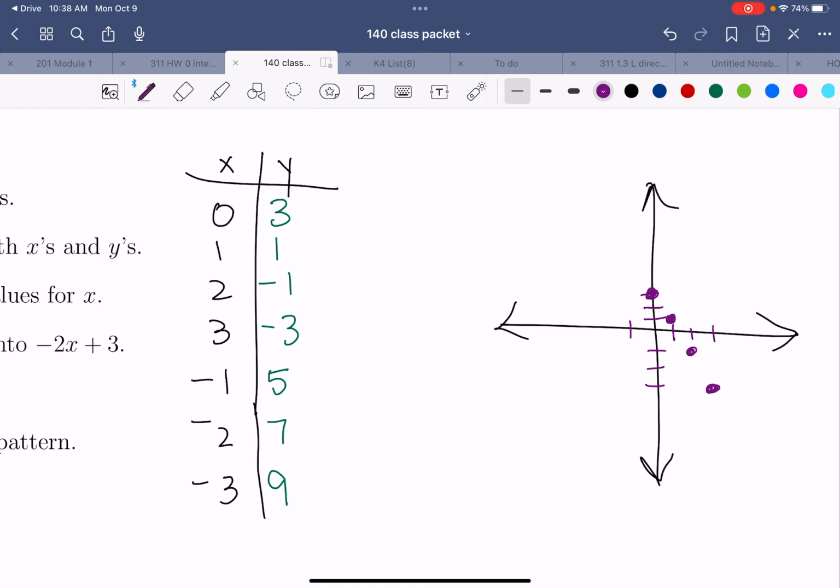-1, 5. So -1 and up to 5. -2 and up to 7. -3 and up to 9. And you can see what's going on here. I've got a line that I can connect. Okay, and so that is the line y equals -2x plus 3.